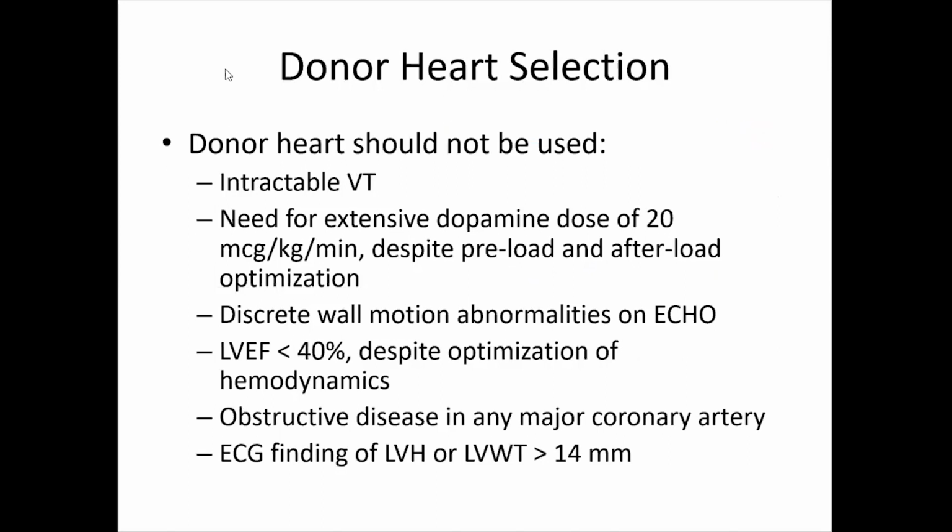The other consideration is when we should not accept the heart: if the heart has intractable ventricular tachycardia, if they need very high inotropic support, which is equivalent to exceeding dopamine of 20 micrograms per kilogram per minute, if they have a distinct wall motion abnormality on echo, EF less than 40%, if they have significant coronary artery disease, or if they have LVH with a wall thickness more than 14.